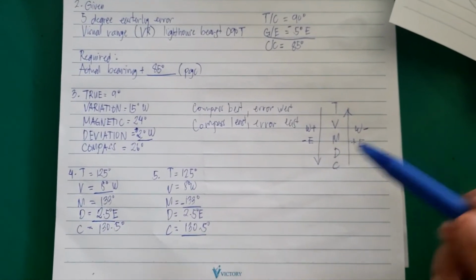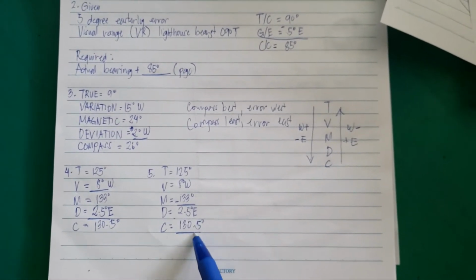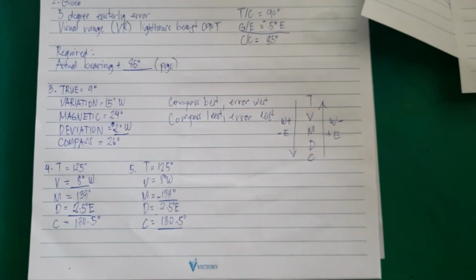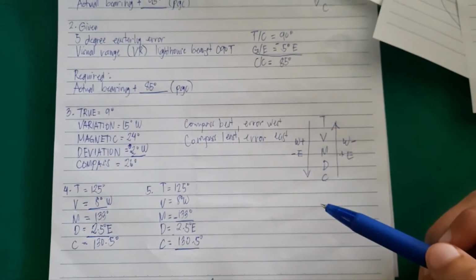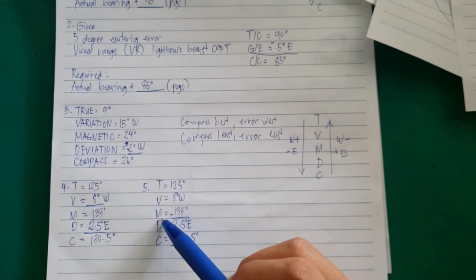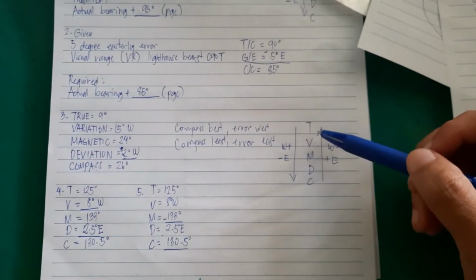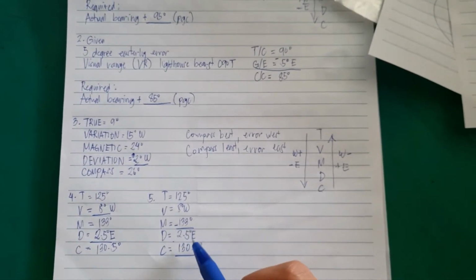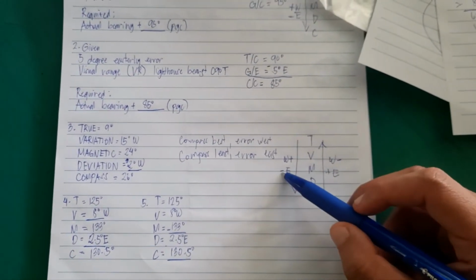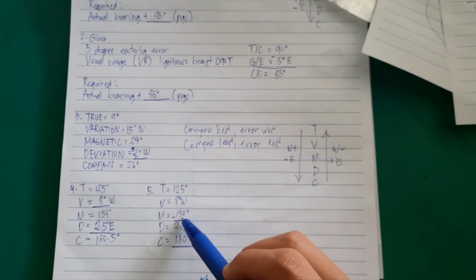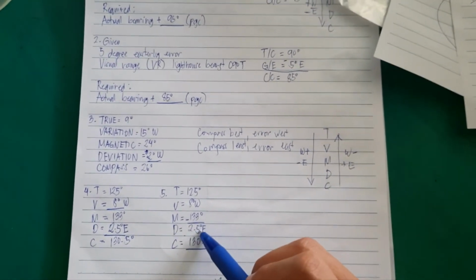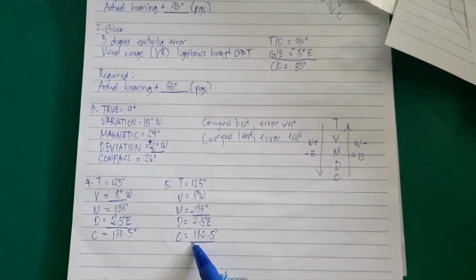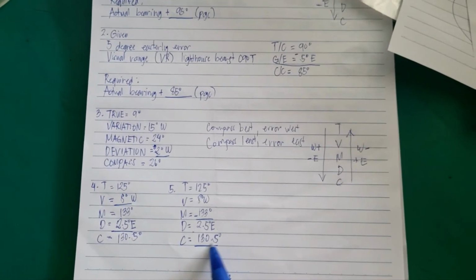And the next one is, how did I come up with a compass course of 130.5 degrees? So the applicable rule for this one is true course to compass course. So this is east. So we're going to subtract: 133 degrees minus 2.5 degrees east. So our compass course is 130.5 degrees. That's it.